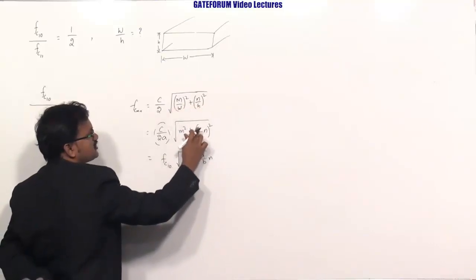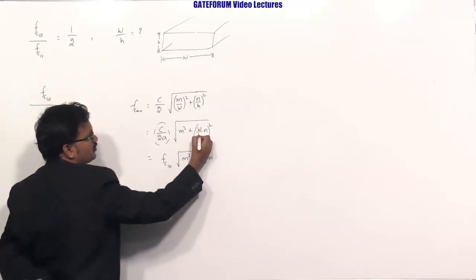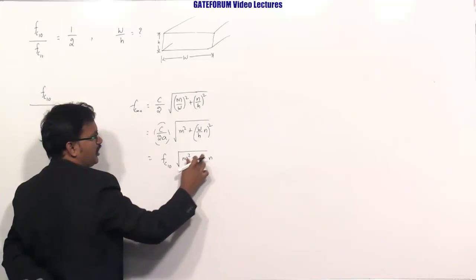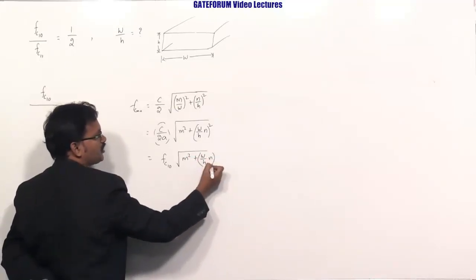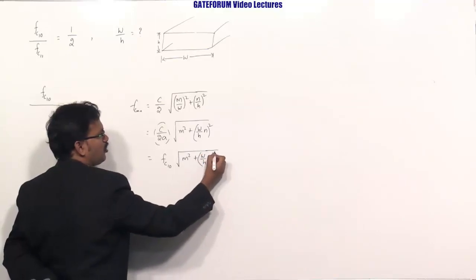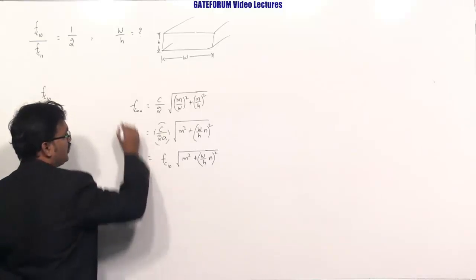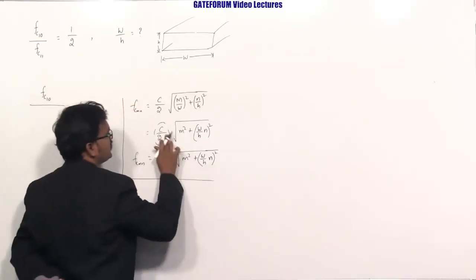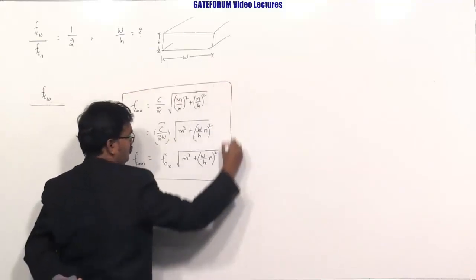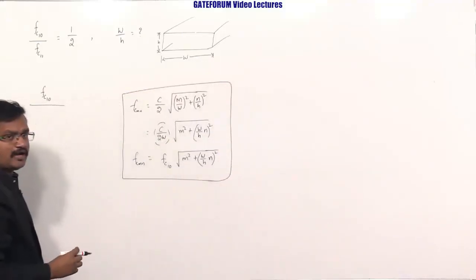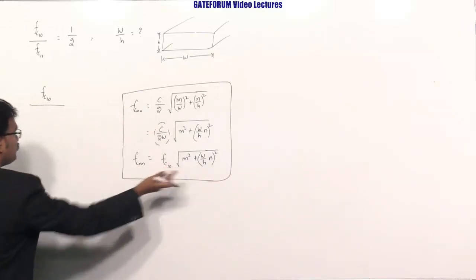Okay. A represents the broader dimension and B represents the shorter dimension. So instead of A and B, you can use W by H into N whole square. So this is how you can represent it. Any cutoff frequency you can represent in terms of FC10, that is in terms of the dominant mode.